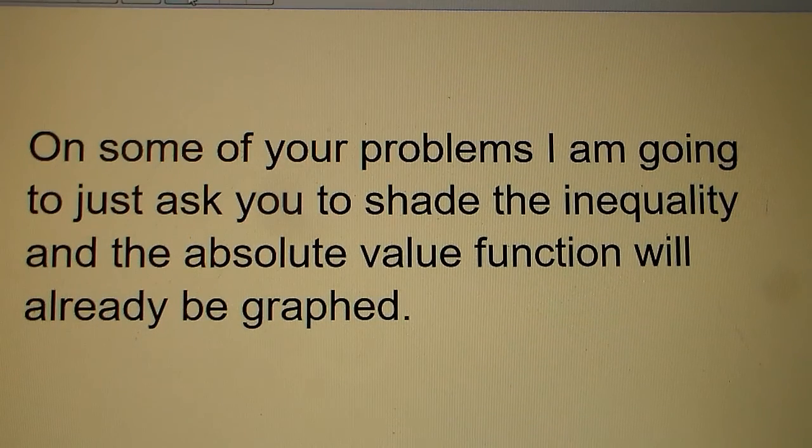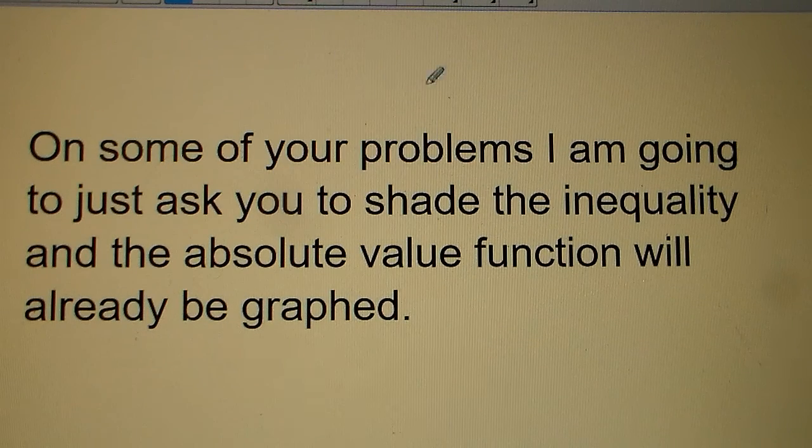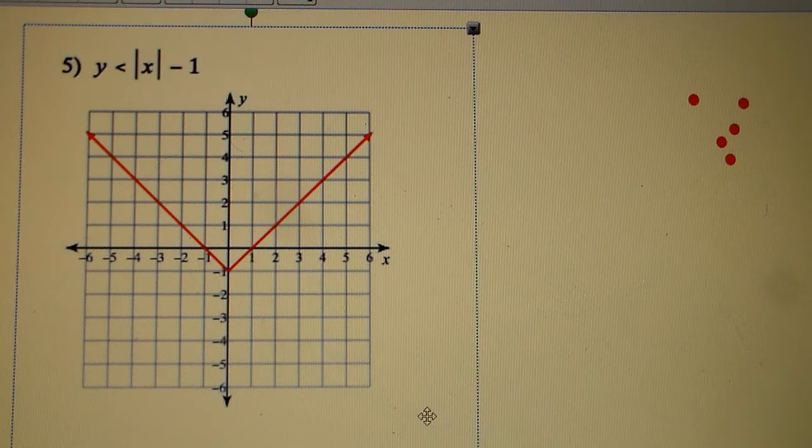Alright, just to let you know, on some of the problems I'm going to just ask you to shade the inequality, and the absolute value function will be already graphed. So don't be tricked or don't get nervous if something's already graphed there. Whether it be on SAT or ACT, it very well could be. They're just trying to help you out a little bit. Let's speed along the process.